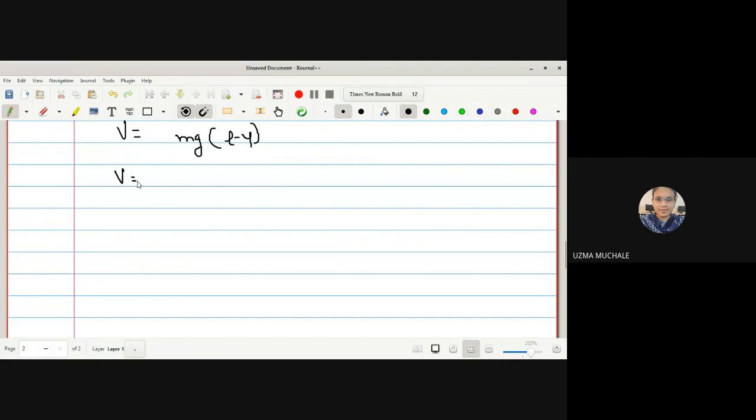Now we know what y is. The y coordinate we have already found, no? In terms of sine theta and cos theta, we have written it. So it is L cos theta. And hence we can write it as mgL times (1 minus cos theta).